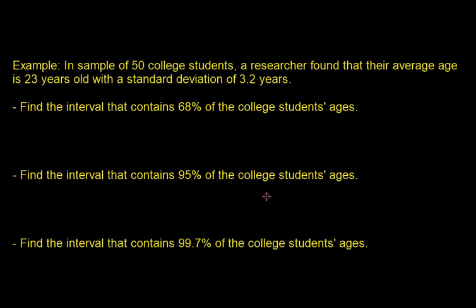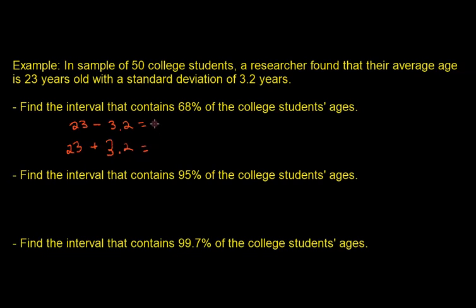All right, so let's do an example. In a sample of 50 college students, a researcher found that their average age is 23 years old and the standard deviation is 3.2 years. What interval contains 68% of the college students' ages? 68% is 1 standard deviation from the mean. So we would take the mean, which is 23, subtract off the standard deviation, 3.2, and then take the mean, 23, and add on a standard deviation, to find the lower and upper limits of this interval.